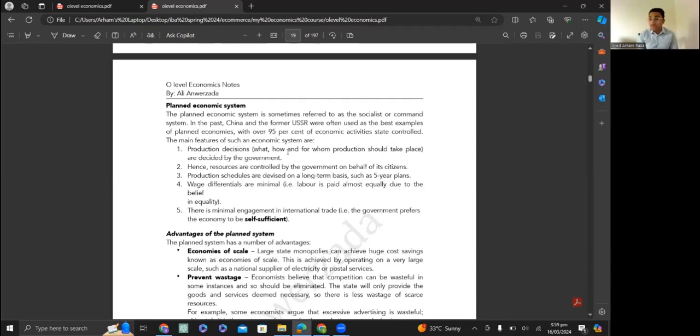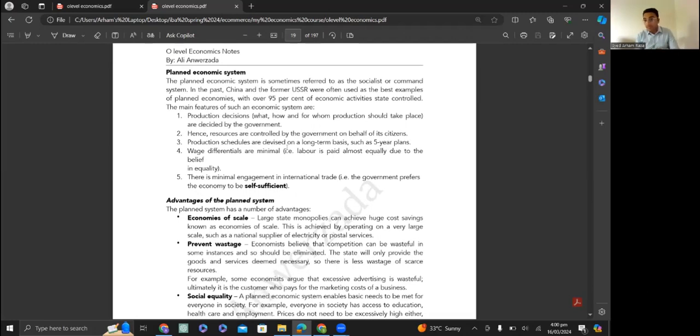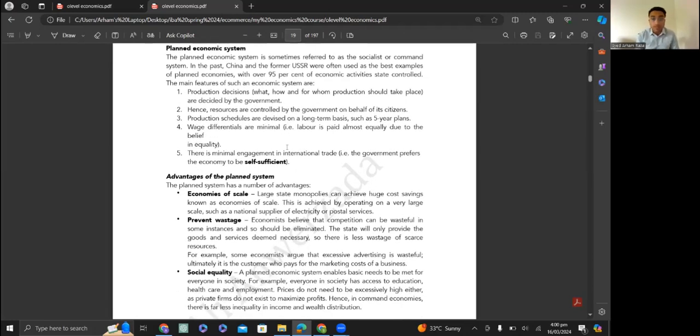Now, wage differentials are minimum, which means that people are likely on a similar pay scale, especially in the same industry. And there is minimal international trade because the government prefers to be self-sufficient, which means that the government will want to produce all the goods by themselves and will focus less on importing or exporting goods.